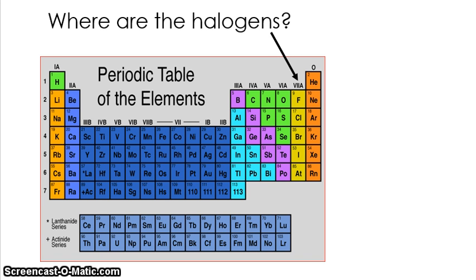So the first and most important question is, where are the halogens? And we should know this from GCSE, that the halogens are in group 7. So if you look at your periodic table, on the right hand side you've got the noble gases on the far right hand column, and then the halogens are just before that, so they're the second most right column.